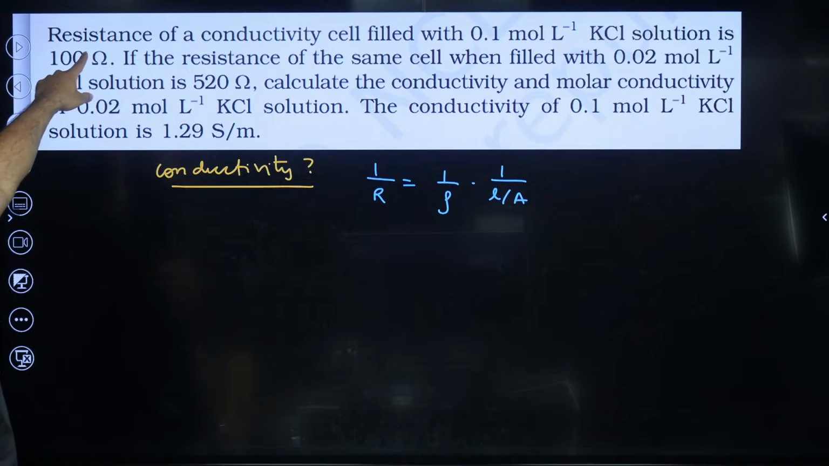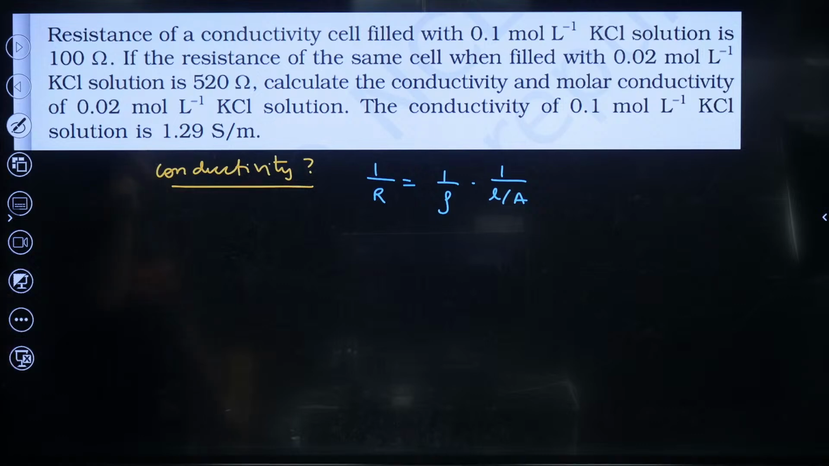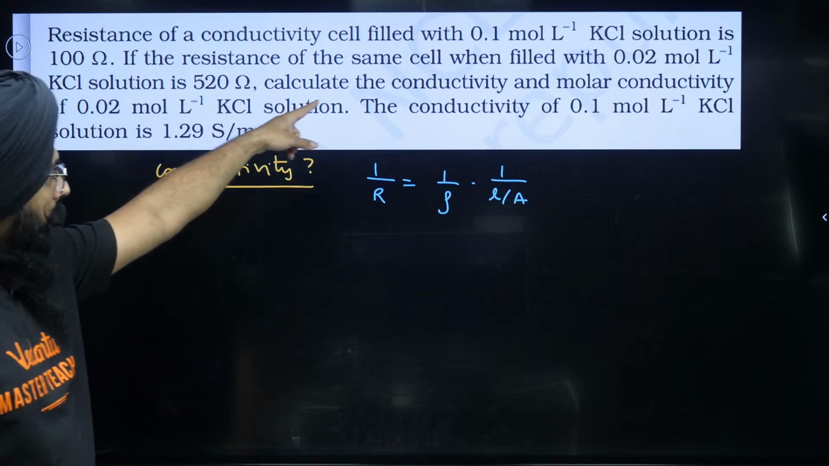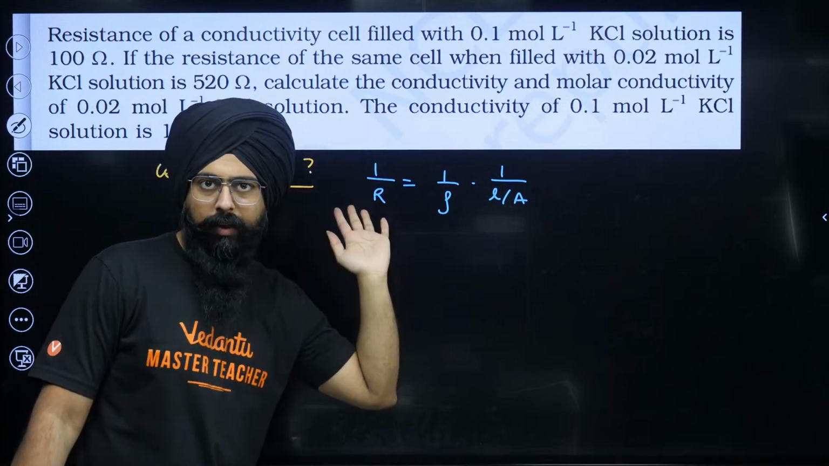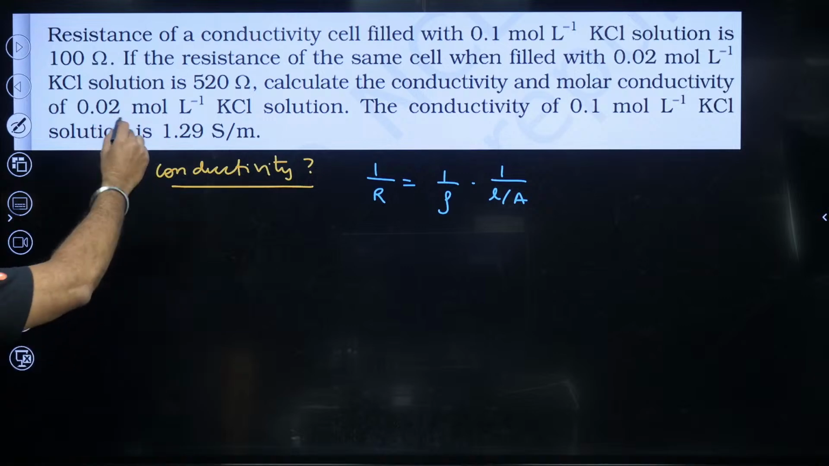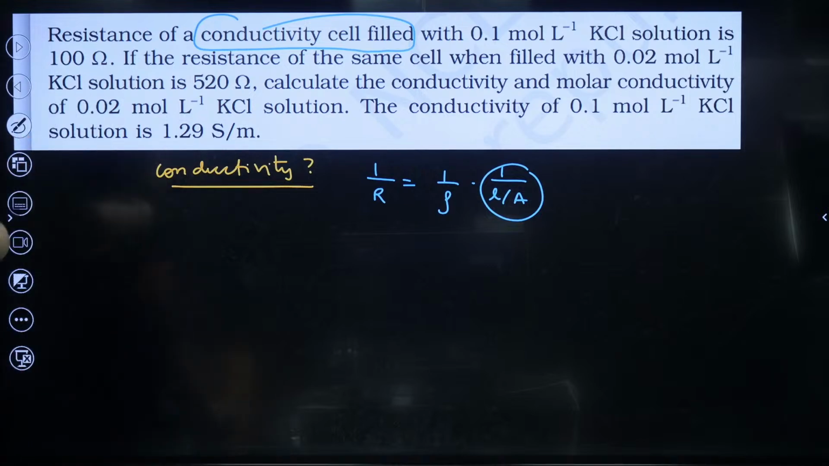Yeah. So basically it says resistance of conductivity cell filled with 0.1 mole per liter KCl solution is 100 ohms. So that gives me conductance of this particular case. The other part gives me conductance of the other case. So that will give me the cell constant basically. Yes or no? Because the conductivity cell is the same, your cell constant will be the same for both the cases. Right? So because the cell constant will be the same, can you calculate the conductivity?